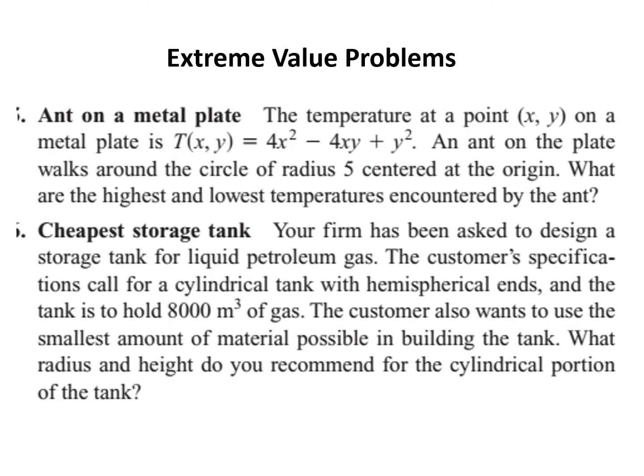This is the third example. Here we see how to find the maximum value of the temperature at any point on a metal plate. We have to apply a multivariable technique to find the highest and lowest temperatures on the metal plate. Similarly, the next example is the cheapest storage tank example. Here you may apply the multivariable or advanced calculus technique in order to find the maximum and minimum volumes of the tank.